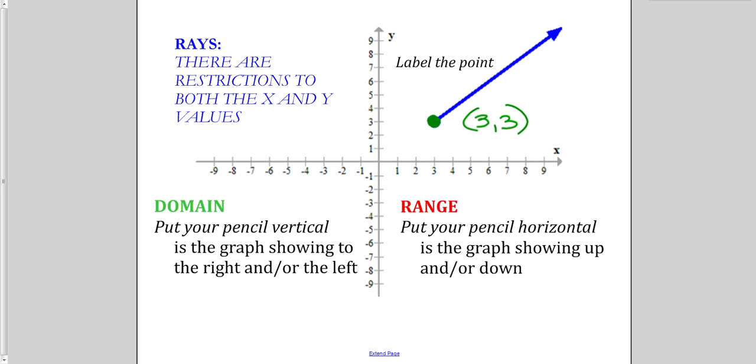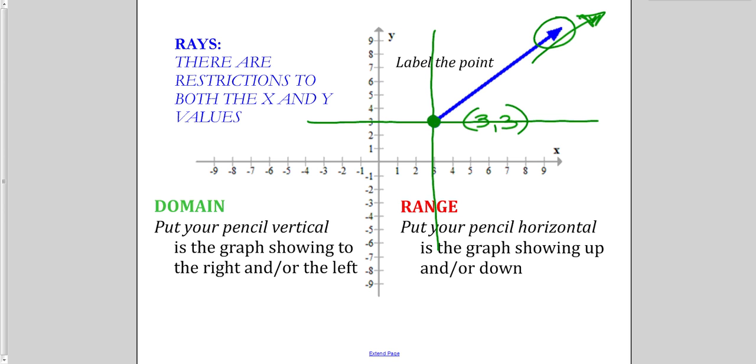Okay. So it's got a stopping point there. The arrow here tells us that this keeps going on in this direction forever, off to infinity. Okay. So let's look at how we actually find the domain and range. What we're going to do is draw a vertical line through that point, and draw a horizontal line through that point.